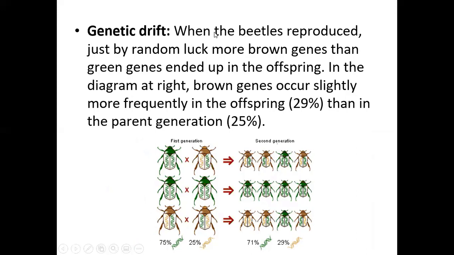And then there's something called genetic drift. And I think this one might be the most tricky for people to understand. But this is basically a change in allele frequency due to random luck. So it isn't natural selection. There isn't a reason. It's just for whatever reason, random luck, some genes get passed on more frequently or less frequently than the others.